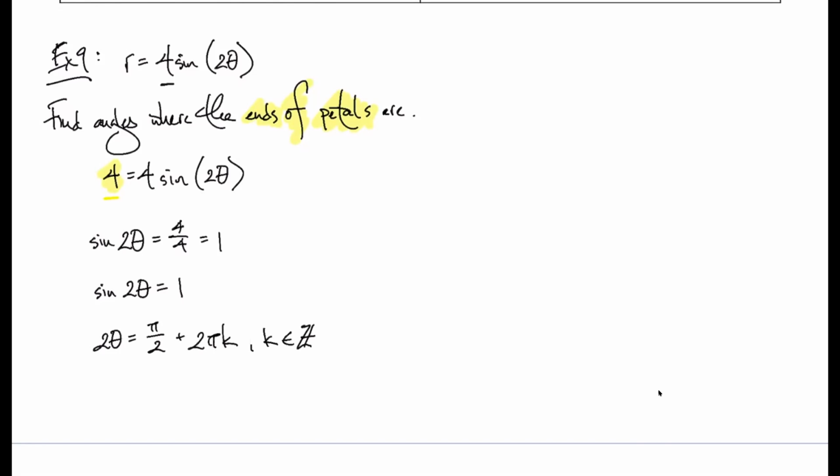Now I could get theta by dividing everything by 2. Theta equals pi over 4 plus pi k, where k is an element of the integers.